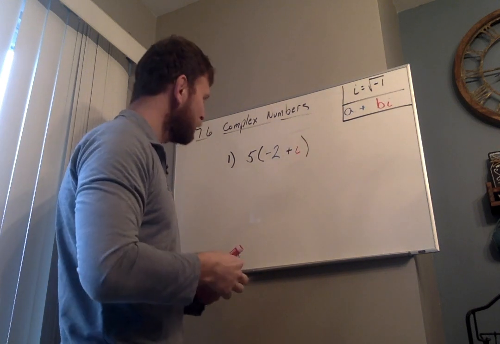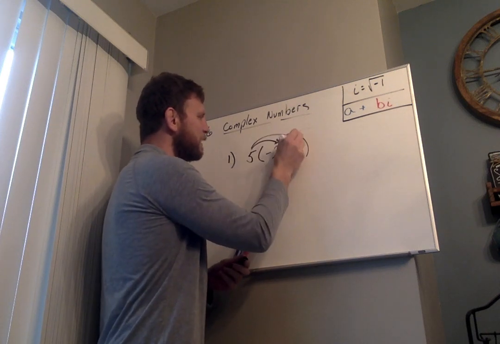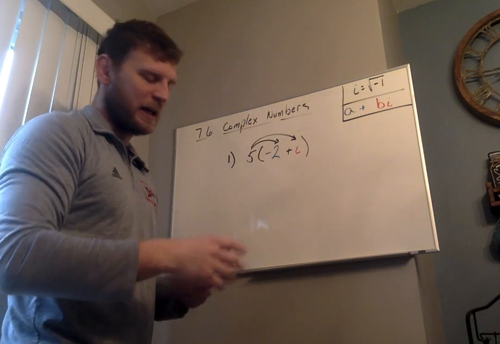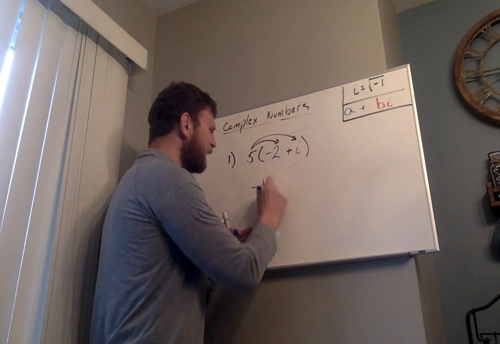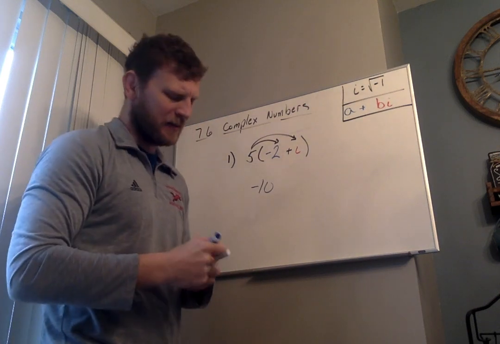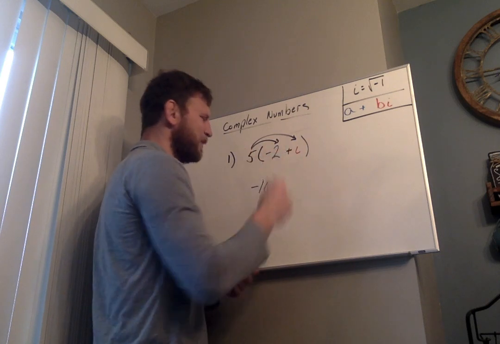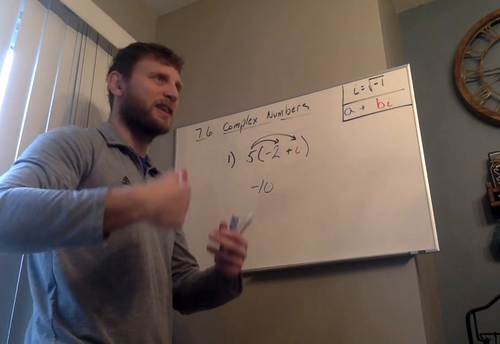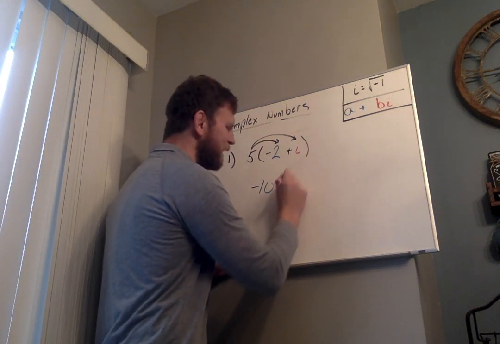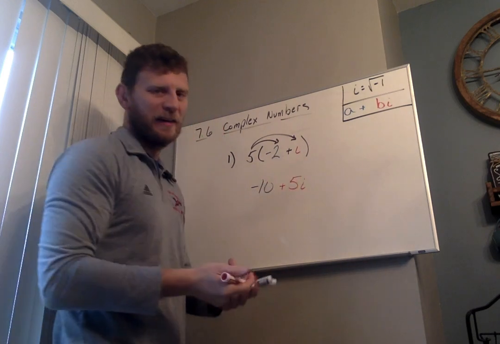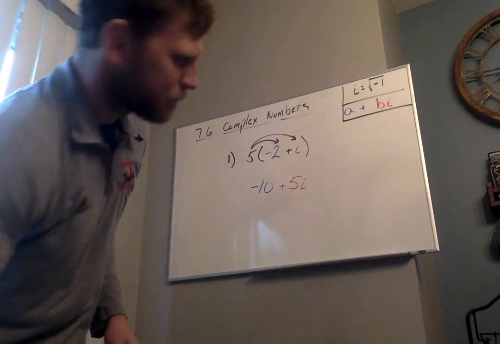So when I do this times this, and this times this, I'm going to have two different pieces. I'm going to have the real piece, which is -10. Where am I getting that? Well, 5 times -2 is -10. And where do I get this back half? Well, that's just 5 times i. And again, I'm viewing it as a variable type of deal. I'm treating it as such. That's just 5i, because if that was an x, it would just be 5x. So now it's just 5i. So that's the first one.